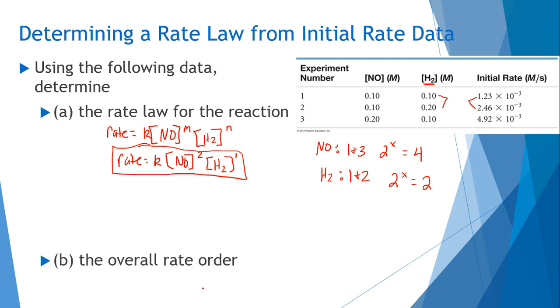Okay. And then if I asked you to find the overall rate order, remember that is M plus N. So that is 2 plus 1 equals 3. Our overall rate order is a 3. It's a third order reaction.